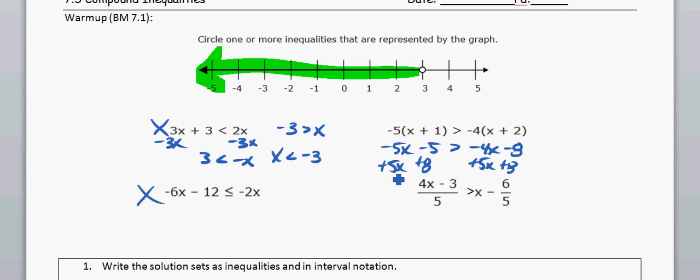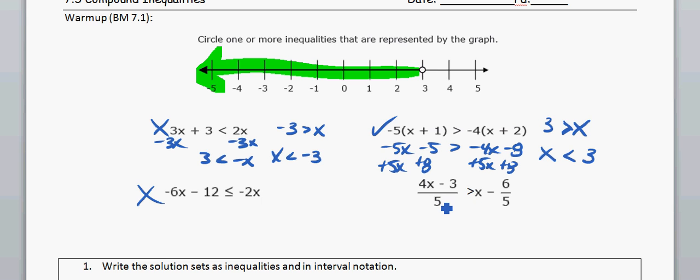So negative 5x plus 5x, those will cancel. Negative 5 plus 8 is 3. We did not multiply or divide by a negative, so the symbol stays the same. Negative 4x plus 5x gives us x, and negative 8 plus 8, those are opposites, so it's 0. So we're going to change this around or reverse it. So x and 3, the symbol is opening up on the 3, so again it will open up on the 3. In other words, x is less than 3, which is what this graph is above here. So that inequality will give us that solution.